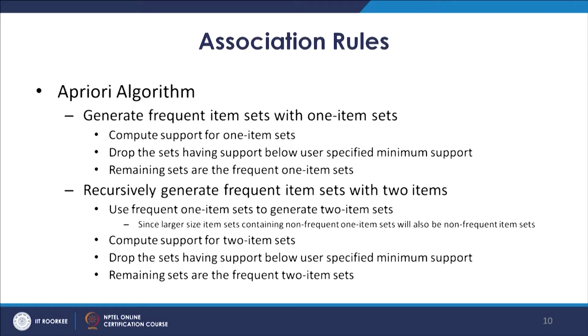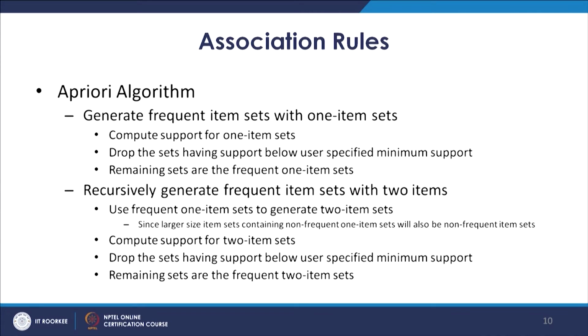Next, we are going to discuss the Apriori algorithm. This is the classic algorithm given by Agrawal, which is typically used for association rules. We are talking about the rule generation stage of the association rules process. If we look at the overall major steps of the Apriori algorithm, the first step is to generate frequent item sets with one item. Then recursively generate frequent item sets with two items. Then we move to the same thing with three items and so on. This process is to be done for item sets of all sizes.